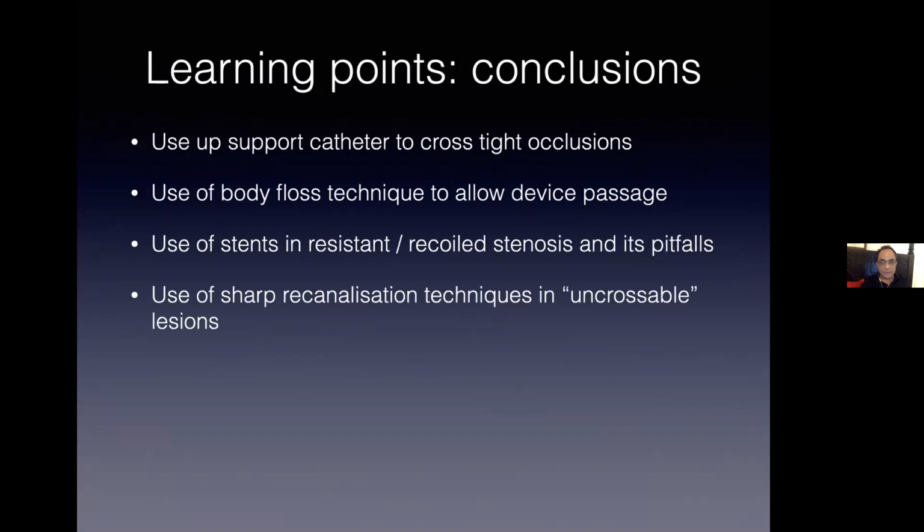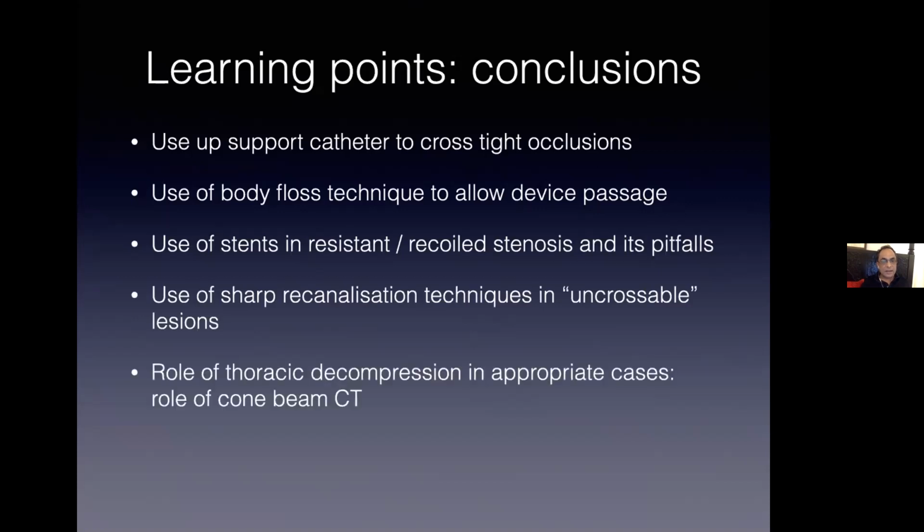Use of sharp recanalization techniques in uncrossable lesions, the role of thoracic decompression in appropriate cases, and the role of cone beam CT, which I talked about. And I think appropriate, realistic goal setting for the patient. The patient comes to you, you spend 70,000 to 1 lakh rupees, and their initial response is, okay, doc, you're doing this and it is going to be forever. So I think realistic goal setting at the beginning, that this is not going to be forever, establishes the rapport and the faith of the patient.